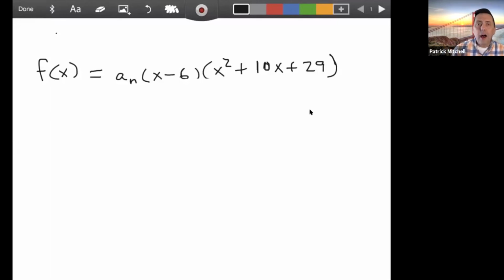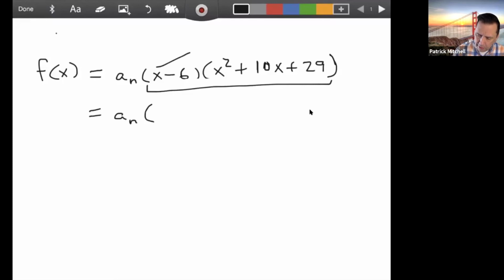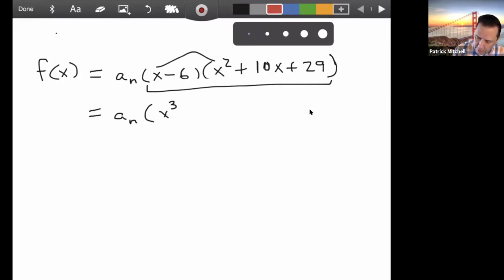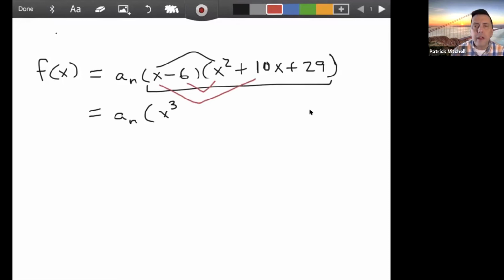All right, full disclosure, I had a little mathematical malfunction here, so I'm starting back at this step. So I was just about to multiply these two factors together. So here's how I'm going to do that. x times x squared is x cubed, and that's the only thing that's going to give me a degree 3 term. However, there are two sets of terms that are going to give me degree 2. And those are negative 6 times x squared and also x times 10x. Negative 6x squared plus 10x squared is plus 4x squared.